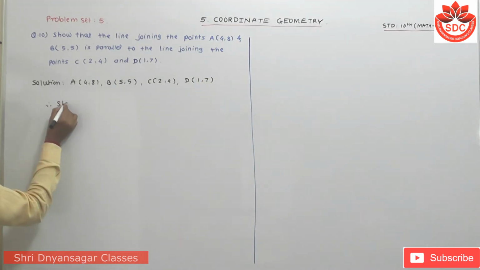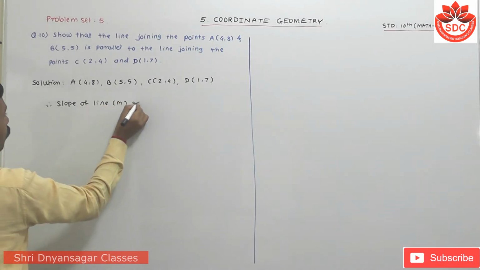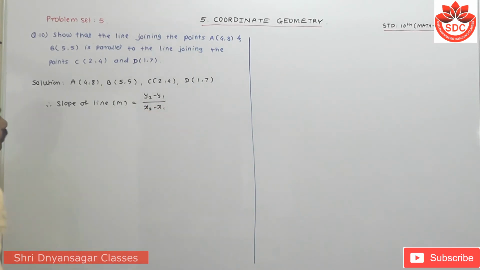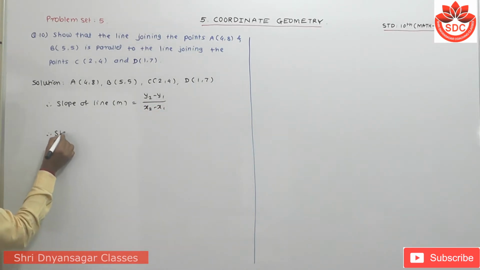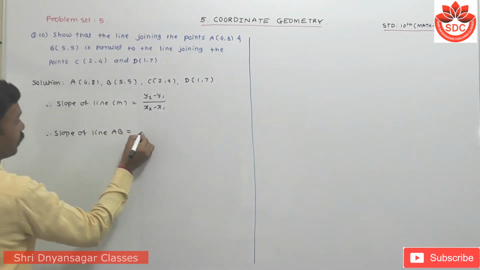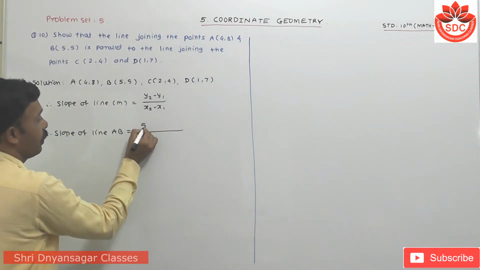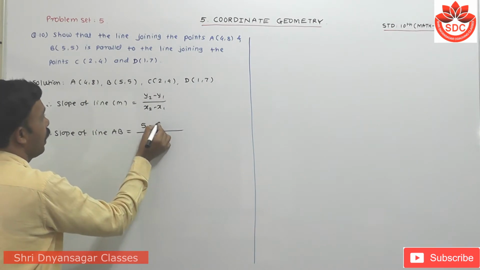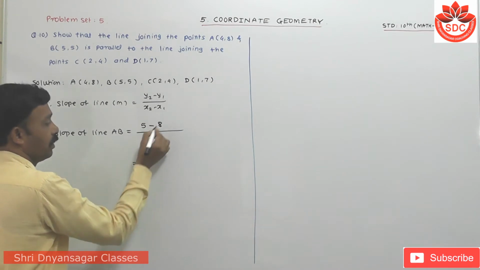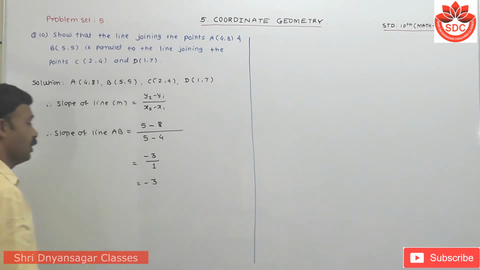Student, all of you know that the slope of any line is equal to the formula (y2 minus y1) upon (x2 minus x1). We have to find out the slope of line AB. Look carefully, I will directly use x1, y1, x2, y2: y2 is 5 minus y1 which is 8, x2 is 5 minus x1 which is 4. Then this value becomes minus 3 upon plus 1, meaning the slope is minus 3.